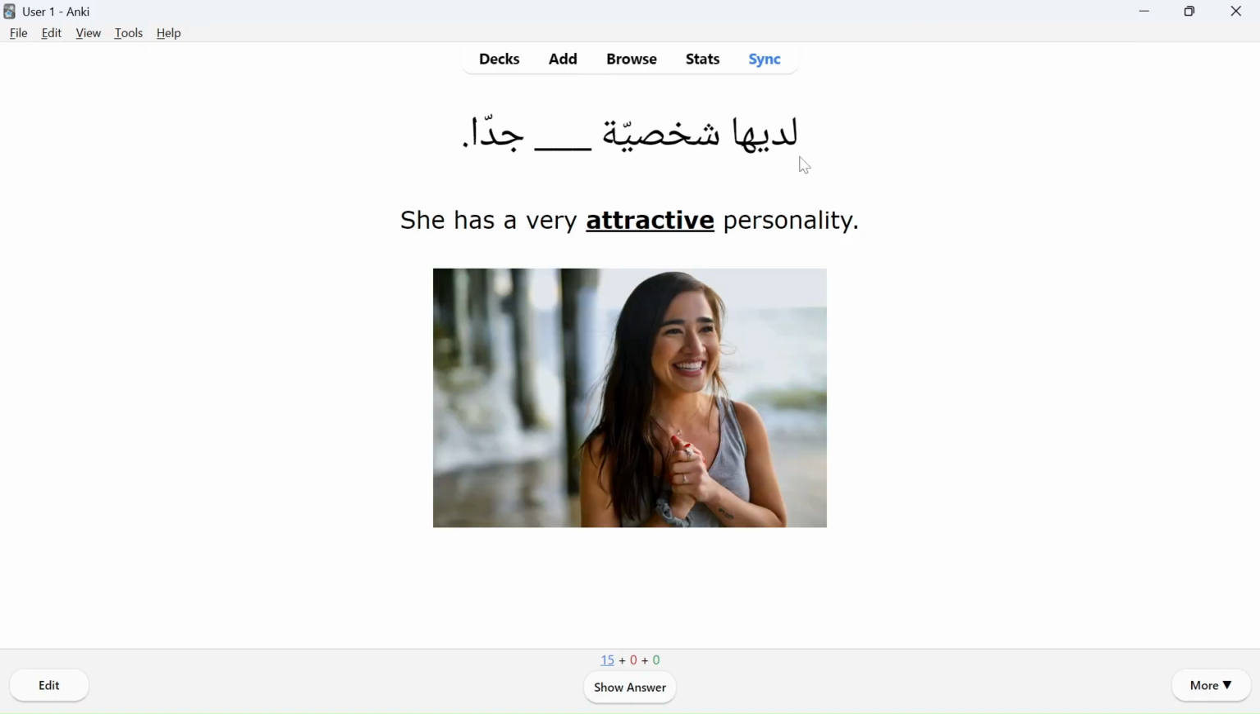Great. So same setup. We see an Arabic sentence. There's a blank area and you have to know what goes inside of the blank area. Underneath it, we have the English translation sentence of the Arabic one. So she has a very attractive personality. How do we say attractive in Arabic? And we see a visual representation of the sentence and the word that we're looking for. So let's have a look.